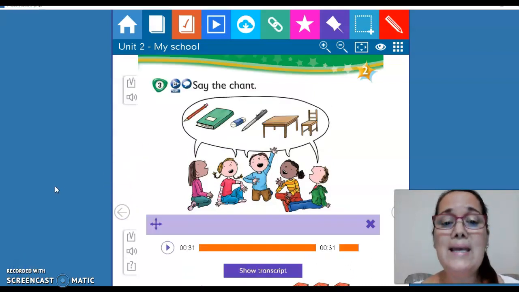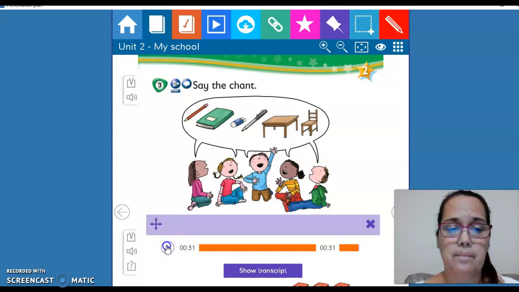Okay, now listen again and say the chant, okay? Pupil's Book, page 11. 3. Say the chant.